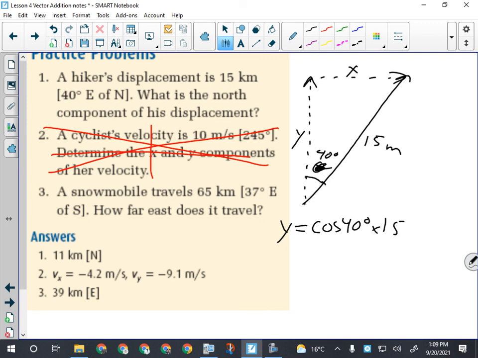Just in case you're wondering where I get that from, we know that the cos of theta equals adjacent divided by hypotenuse. All I've done is manipulate this for the adjacent side. Y is the adjacent side, and I multiplied the hypotenuse by both sides. So it's cos of 40 times 15, which will give us 11 kilometers north.